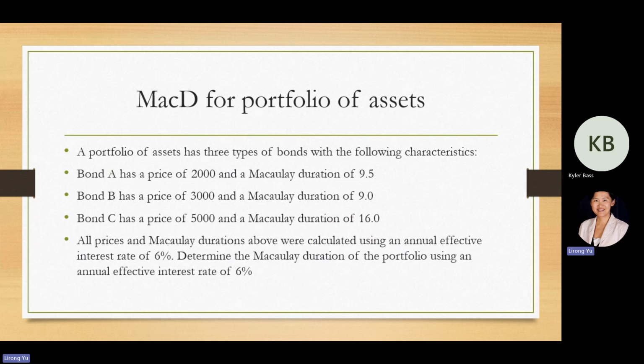So how do we calculate the Macaulay duration for the whole portfolio? It will be a weighted average of those durations. So essentially, you're going to take those durations and then compute a weighted average. So the 9.5 will have a weight of the 2,000 over the whole price.